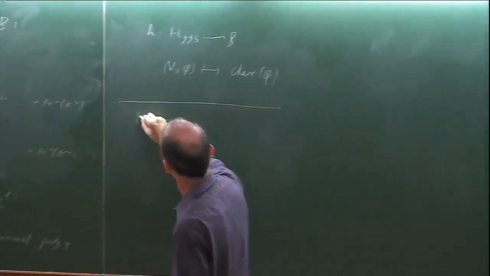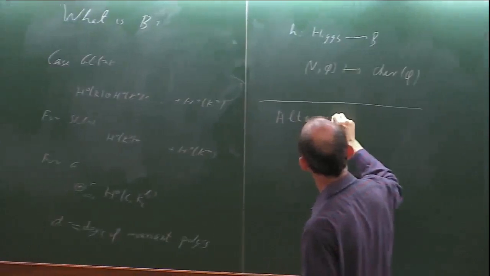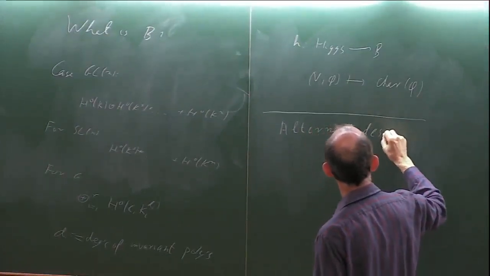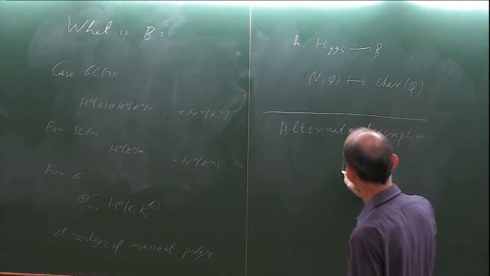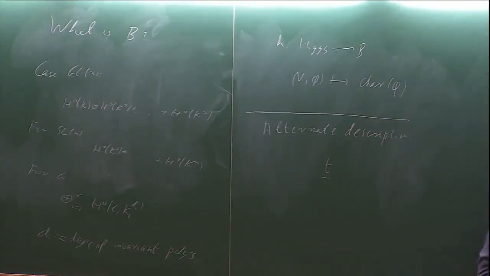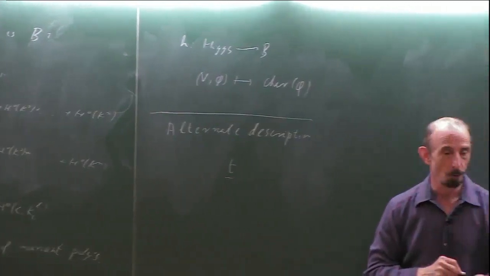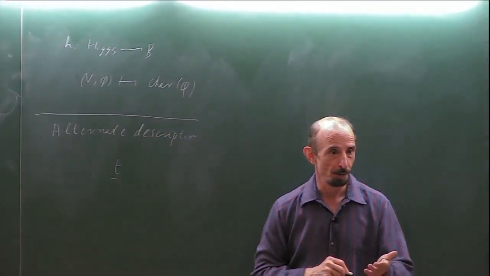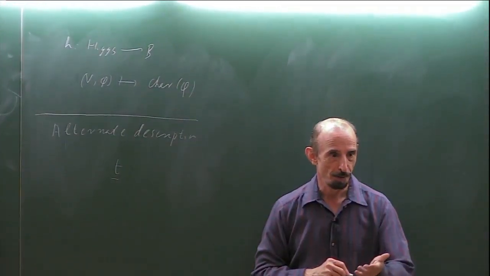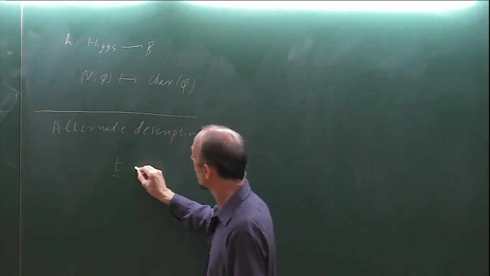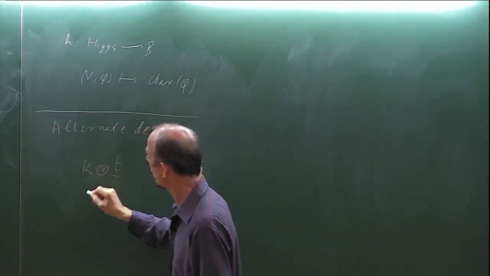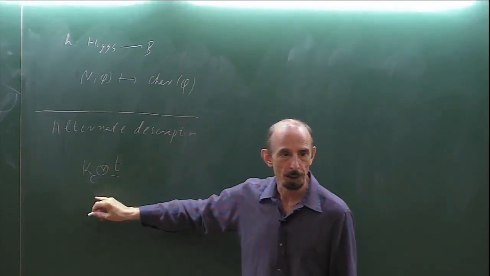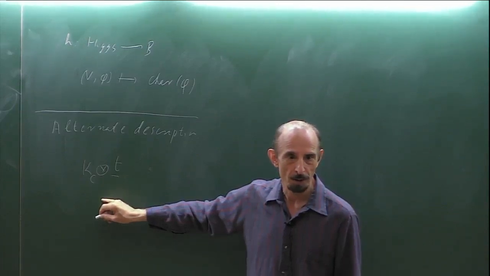So an alternate description is that you take the Cartan subalgebra for your group. So in the case of GL_N, that's just all n by n diagonal matrices. For SL_N, it's traceless diagonal matrices, and so on. You tensor it with K. Let me tensor it on the other side with K. So that's a vector bundle on the curve of rank r.